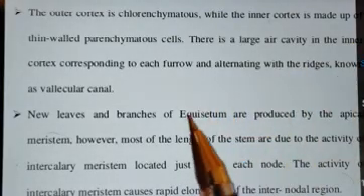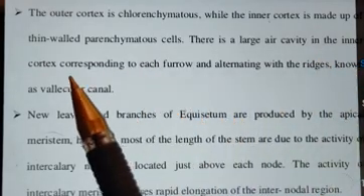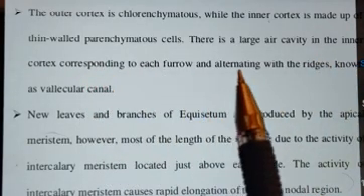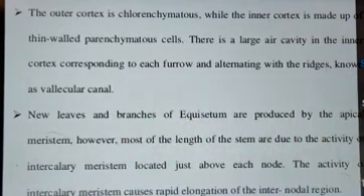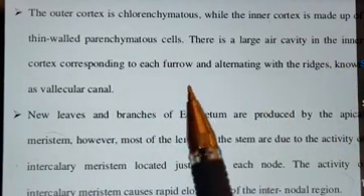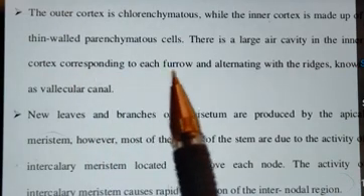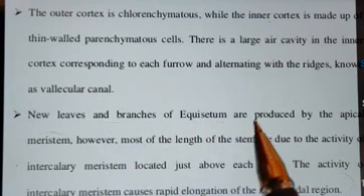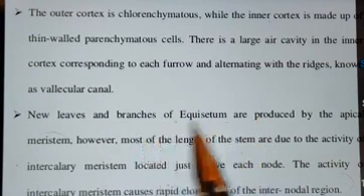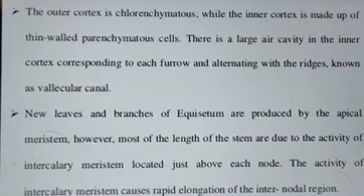There is a large air cavity in the inner cortex corresponding to each furrow and alternating with the ridges, known as vallecular canals. Means canals are present inside the cortex corresponding to each furrow. The new leaves and branches of Equisetum are produced by apical meristem.